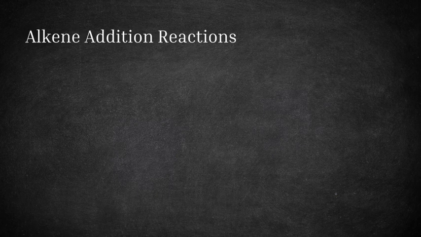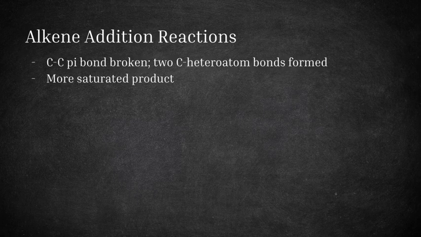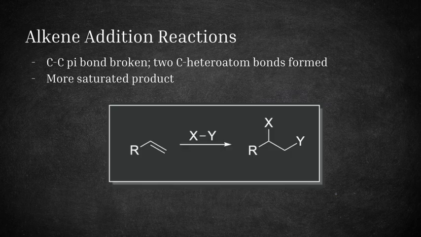Most of the reactions of alkenes we will cover fall under the category of addition reactions. In these reactions, the carbon-carbon pi bond is broken and replaced with two new carbon-carbon or carbon-heteroatom sigma bonds, resulting in the formation of more saturated products. Below is a diagram of a generic alkene undergoing an addition reaction with the reagent XY. In this reaction, X and Y are added to the starting material, replacing the pi bond with new sigma bonds between carbon and X and carbon and Y on adjacent carbons.